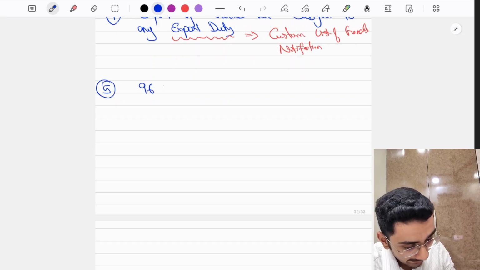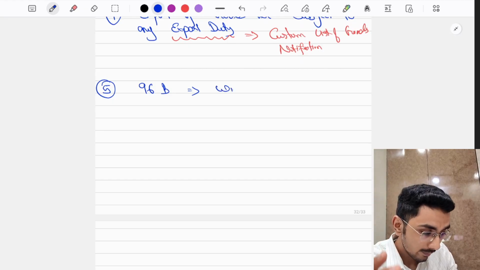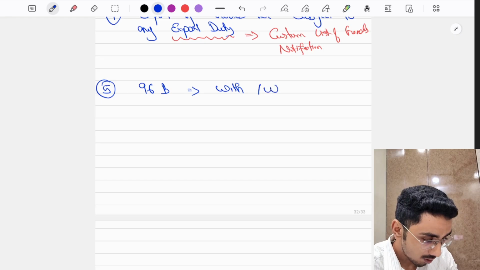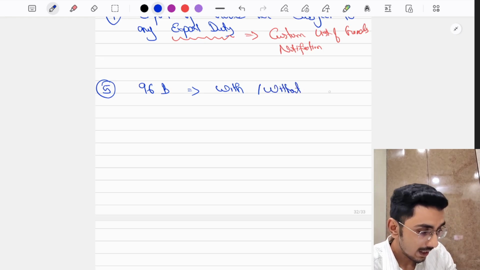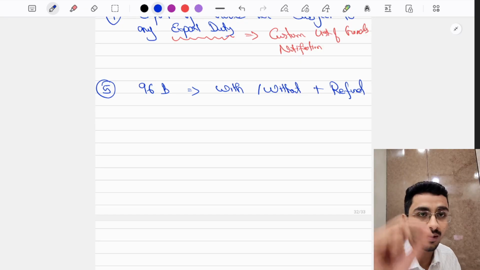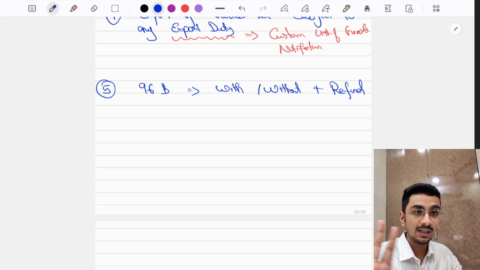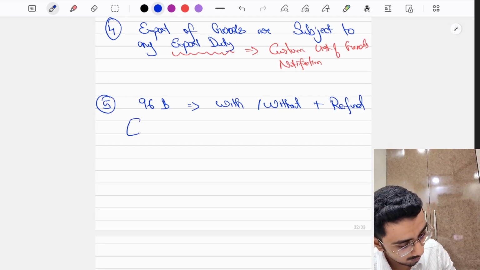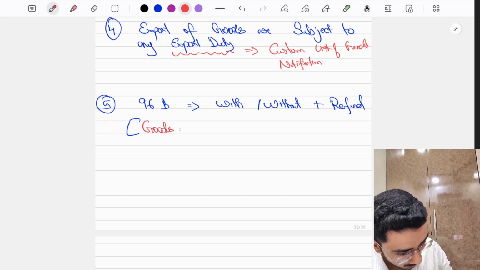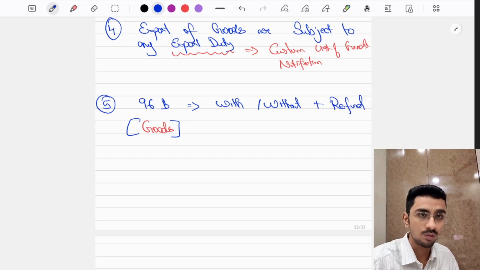Rule 96B states that you go either under payment or without payment, and you have received the refund. In this case, rule 96B is to be followed. There is one condition in this. You have to check whether you have followed it. Basically, this section is only for goods. Let me highlight that. This condition is only applicable for goods.